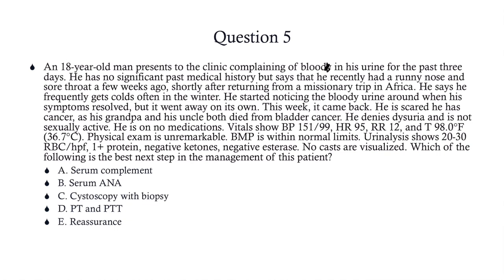He denies dysuria and is not sexually active. He's on no medications. Vitals show blood pressure 151/99, heart rate 95, respirations 12, temperature 98. Physical exam is unremarkable. BMP is within normal limits. Urinalysis shows 20 to 30 red blood cells per high-powered field, 1+ protein, negative ketones, negative esterase. No casts are visualized. Which of the following is the best next step in the management of this patient? A, serum complement. B, serum ANA. C, cystoscopy with biopsy. D, PT, PTT. Or E, reassurance and send him home.